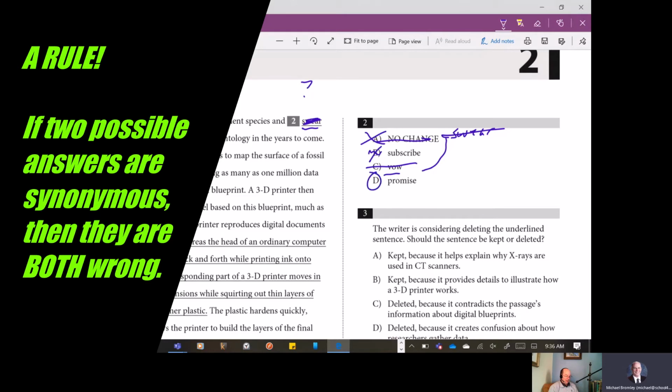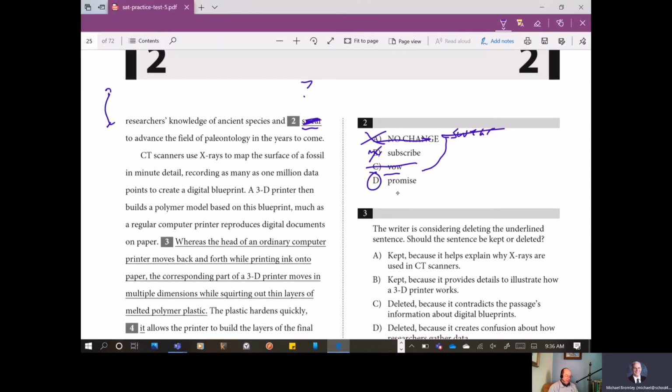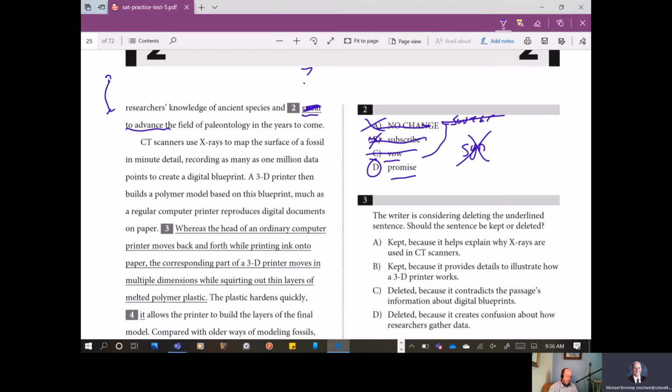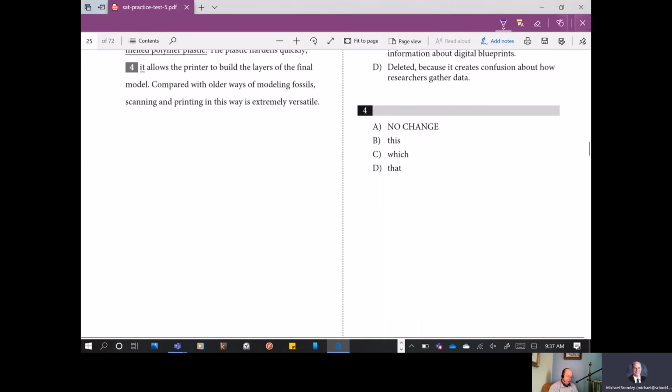So we've already eliminated down to promise without even looking at it. Now, what does a model do? Can a model make a promise? No more than it can subscribe to something. But the promise is that it can advance. It is promising. And they're just using this in this form of and promise to advance the field of paleontology. The big idea here is find the things that are synonymous and then delete them, and also think in terms of what the word is doing. The noun here is the models have advanced researchers' knowledge. The models promise to advance the field of paleontology. On to number 5.